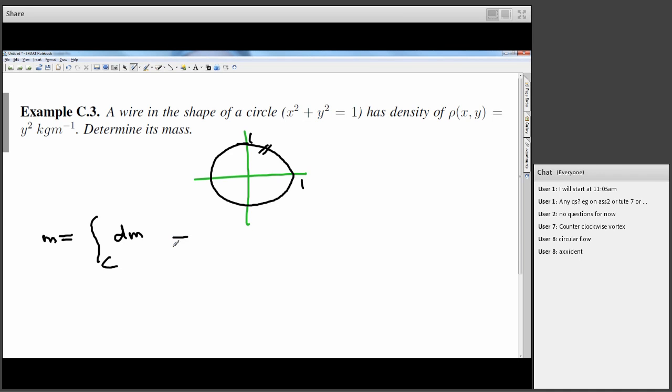So what you really have to do is work out, what's a small amount of mass? Since I know the density per meter, I multiply the density by the length. A small amount of length is a small amount of arc length, or ds for short. So the mass for this sort of thing is the integral of the density times ds. That's just deriving the formula, so to speak.